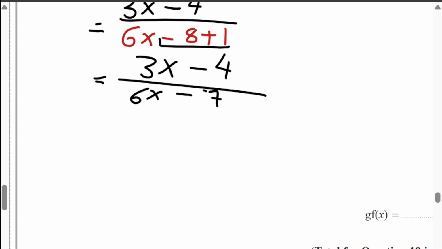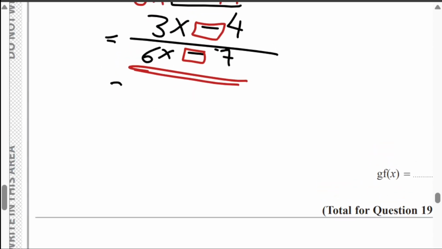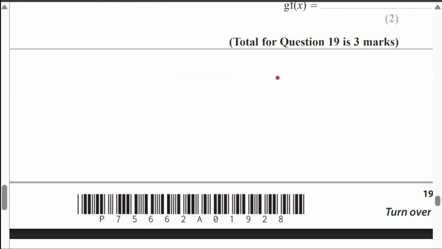If there is a plus or minus, if it's 2 terms, you can't reduce. Never. This is directly giving you the wrong answer. You can reduce if it was 3x times 4 divided by 6x times 7, for example. Here, yes, you can reduce. 3 divided by 3 is 1, 6 divided by 3 is 2. That's correct. But if it's plus or minus, you can't. Do you get it? Alright, that's 3 marks.